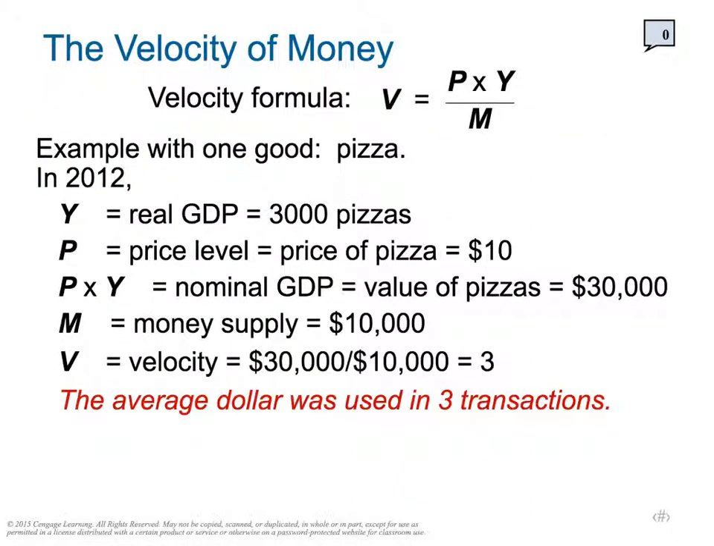So here's an example. If real GDP would be 3,000 pizzas, our price level is $10. So that means that our nominal GDP would be equal to 30,000. Money supply is 10,000, so velocity would be equal to 3. And that means the average dollar was used in 3 transactions.